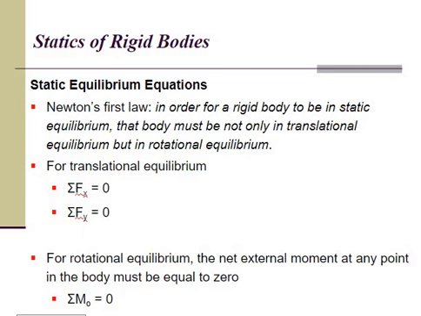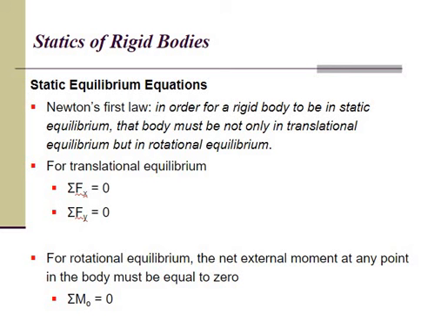Static equilibrium equations. Newton's first law states that in order for a rigid body to be in static equilibrium, that body must be not only in translational equilibrium, but in rotational equilibrium. For translational equilibrium, what do we mean by that?